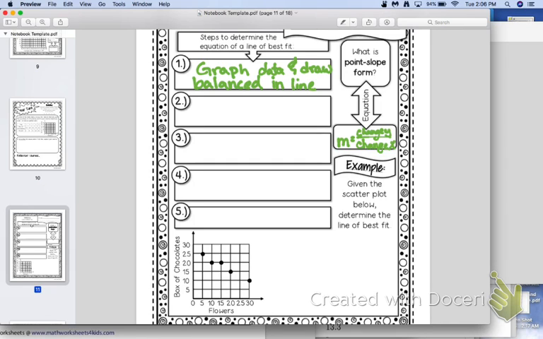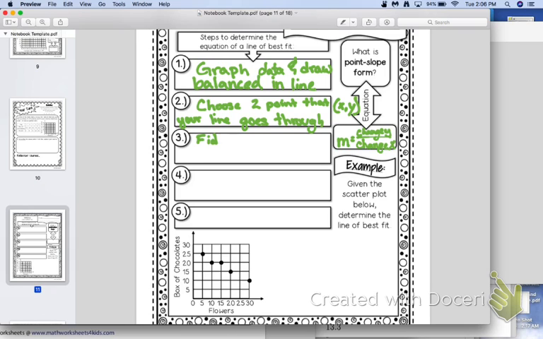Then next, we are going to choose 2 points that our line goes through. Now remember, points are written as x, comma, y. Just as a reminder. Now, step 3, we have to find m.